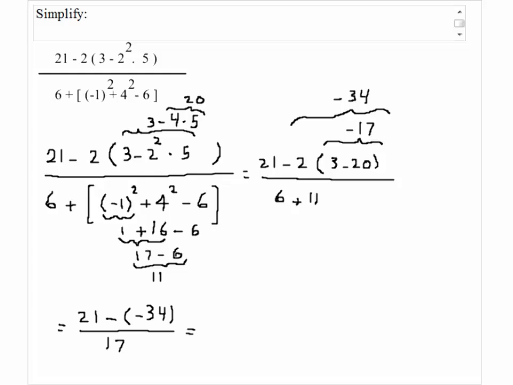So here we are subtracting integers. We keep the same number as is. We change the subtraction to addition, and we write the second number as its opposite. Opposite of negative 34 would be plus 34 over 17. So we have 21 plus 34 would be 55 over 17. I want to make sure this is simplified, which it is, and that's the result.